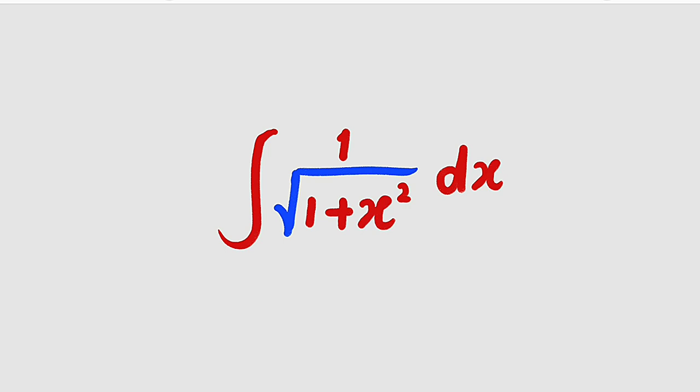In this tutorial we are going to integrate this function 1 divided by the square root of 1 plus x squared with respect to x. Before we start, I would like to remind you about one trig identity, which states that 1 plus tangent squared theta is equal to secant squared theta. Hence we can replace x with tangent theta, right?